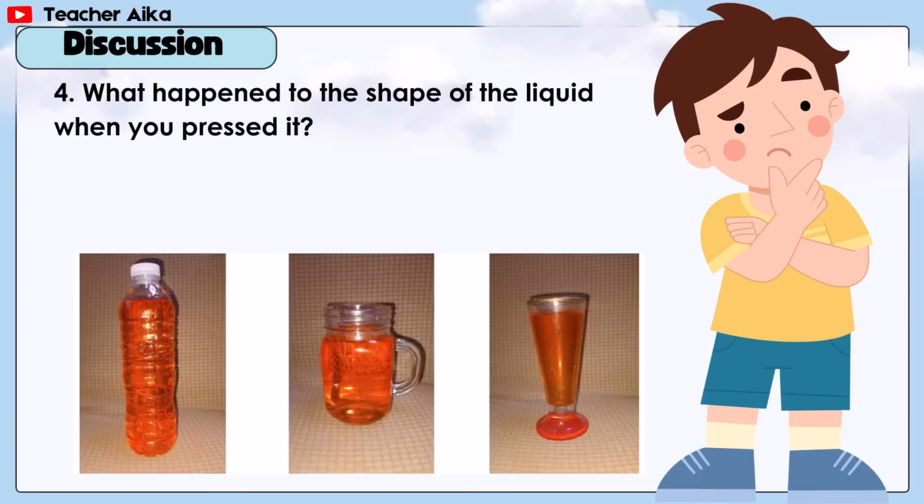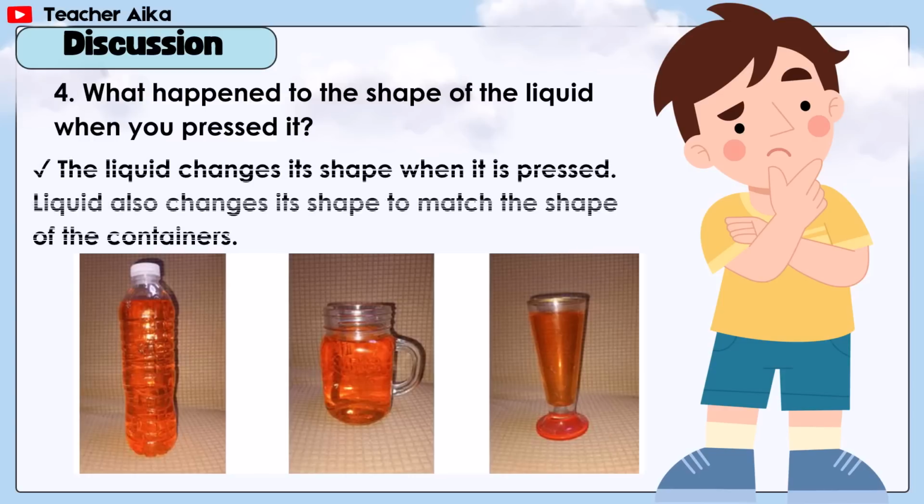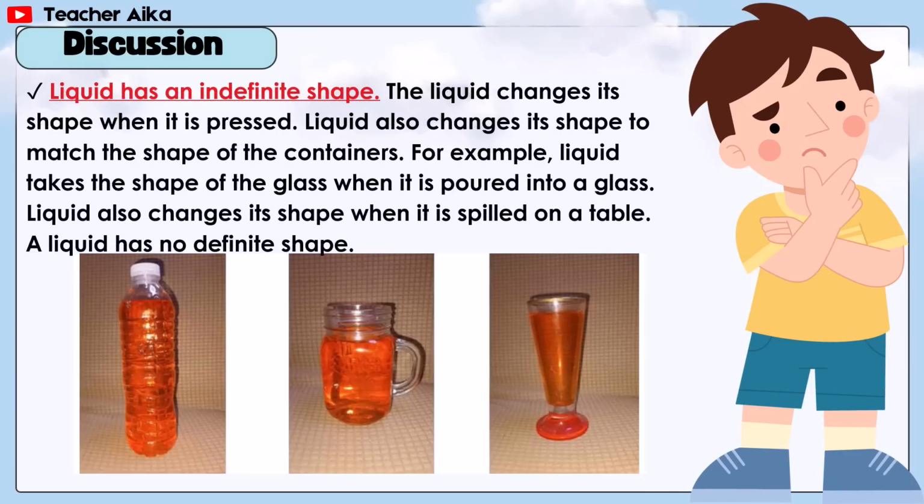4. What happened to the shape of the liquid when you pressed it? Answer. The liquid changes its shape when it is pressed. Liquid also changes its shape to match the shape of the containers. Liquid has an indefinite shape.